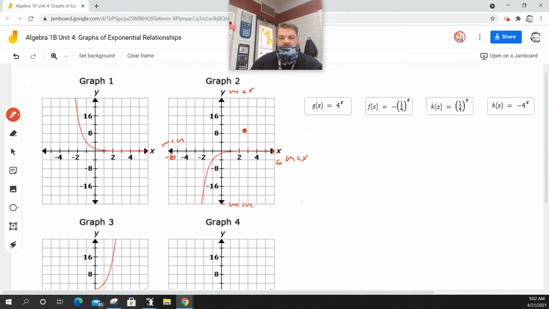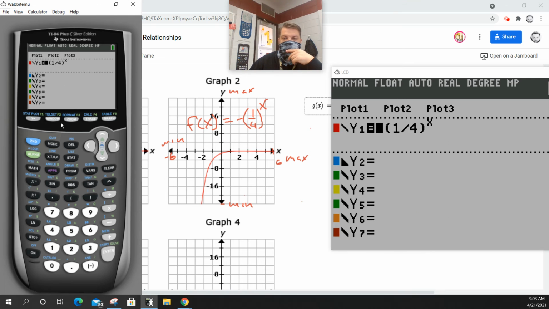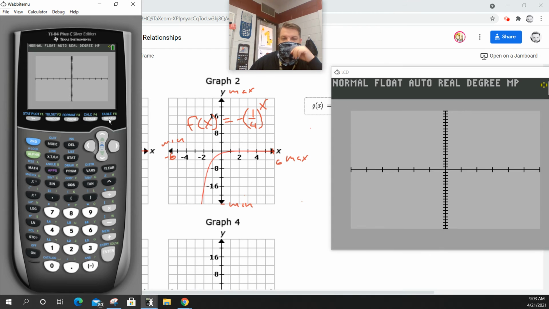So what does this mean? Well, this means that this graph right here is f of x is equal to negative 1/4 raised to the x. Then what's the next one? It's the same thing, but now it's not negative. So maybe that's graph 1, but let's double check. So I'm just going to go in here on my graphing calculator, hit y equals, and I'm going to hit this delete button. That'll delete that negative sign. Hit graph. Yep, that's graph 1 for sure.